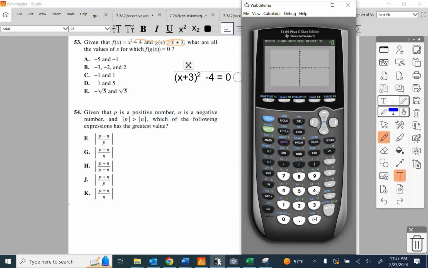Zoom 6. And solutions happen where we intersect. Second, trace 5. Get close. Enter, enter, enter. There's an answer. Second, trace 5. Get close. Enter, enter, enter. And there's the other answer.